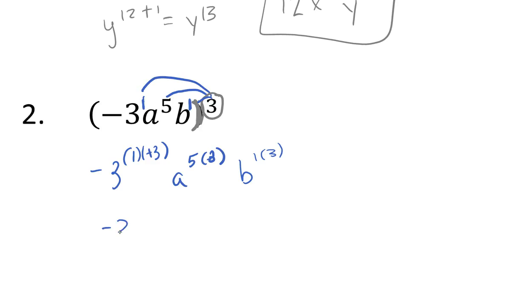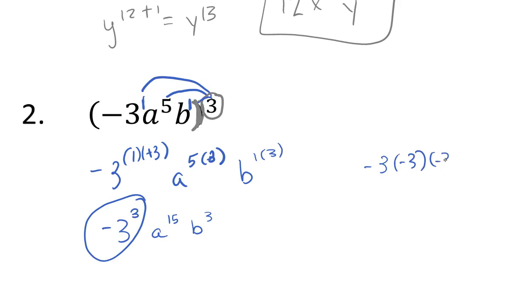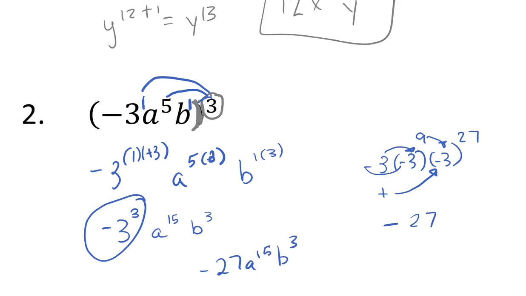Simplifying that, we get -3 to the 3rd power. And then a is 5 times 3, which is 15. And then b is 3. So we have to clarify this. That's -3 times -3 times -3. That's repeated multiplication. So negative times a negative is a positive, times a negative is a negative. 3 times 3 is 9, times 3 is 27, so it's -27. So we get -27, a to the 15th, b to the 3rd.